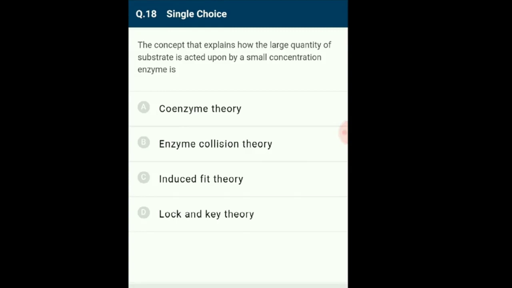According to this theory, the enzyme combined with substrate gives the enzyme substrate complex, which gives enzyme plus product. This concept can explain how a large quantity of substrate is acted upon by a small concentration of enzyme. It also explains why enzymes remain unaffected after the completion of a bioreaction. So the answer for this question is option D, lock and key theory.